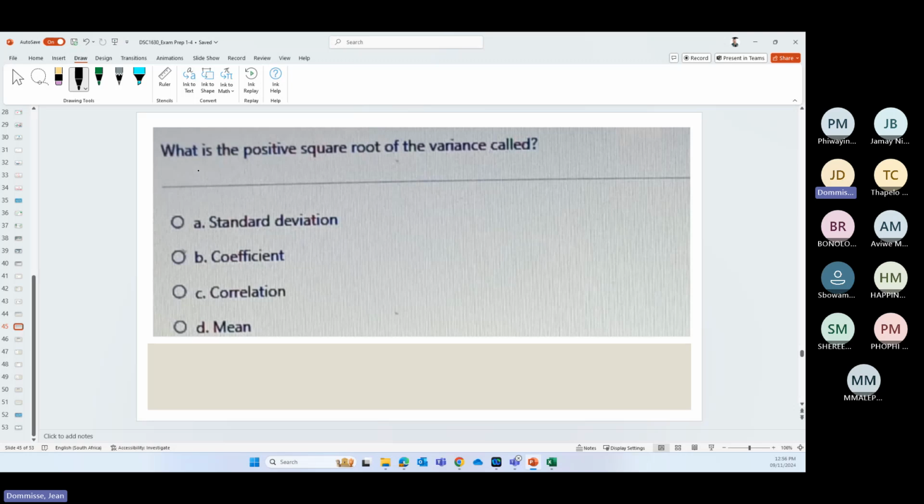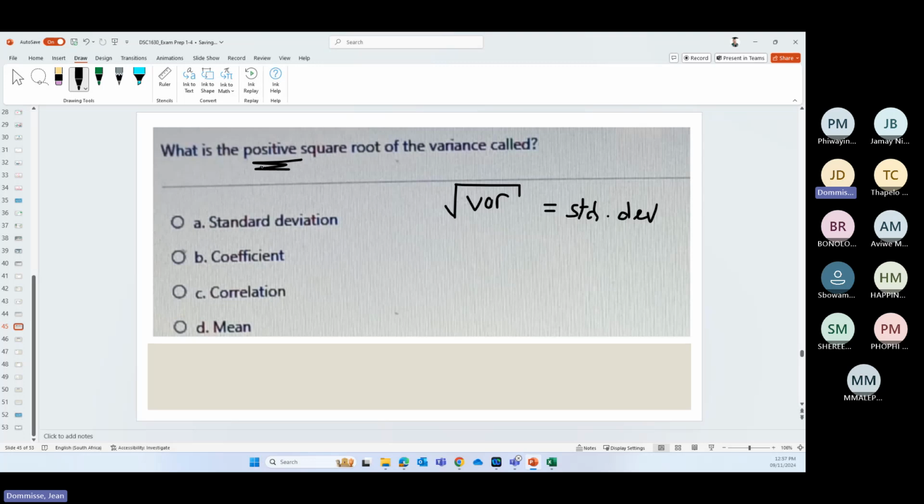But what is the positive square root of the variance called? So we know that the square root of the variance is the standard deviation. So if they didn't need to include this positive, because square root of variance is standard deviation.